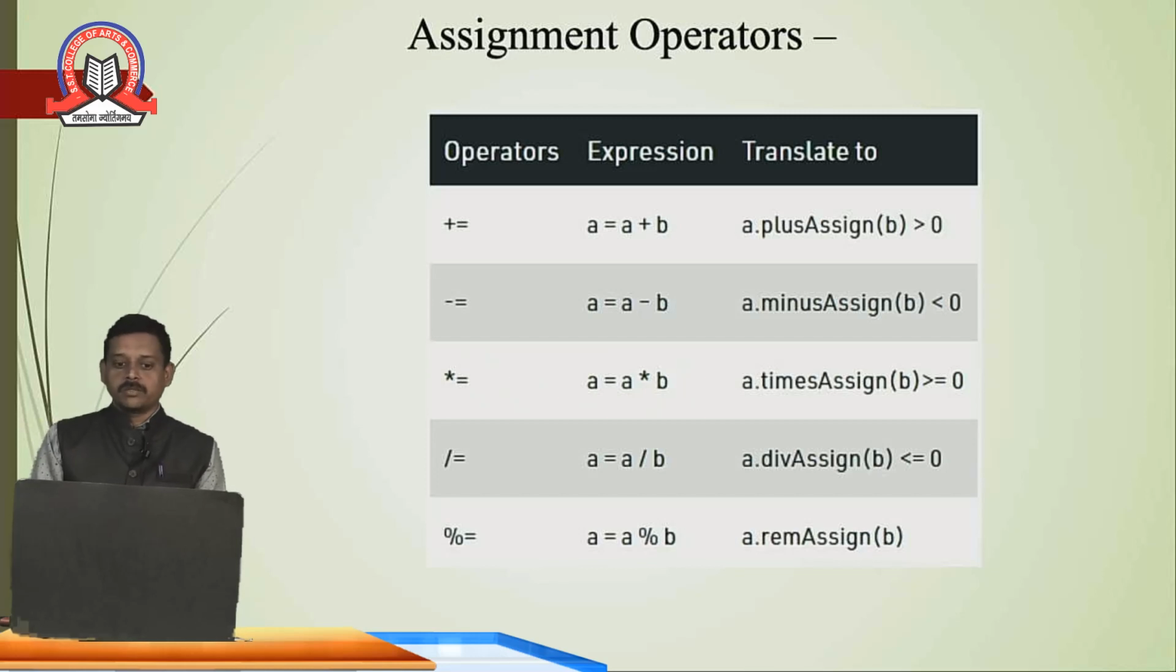Now the next operators, that is assignment operators. An assignment operator is nothing but a combination of arithmetic operators and the assignment symbol, that is equal to. As in other languages, we use assignment operators, and similarly we use the same operators in Kotlin as well. As you can see on the screen, we have the plus sign followed by the equal to. It indicates that a is equal to a plus b, meaning we are adding the value of b into a.